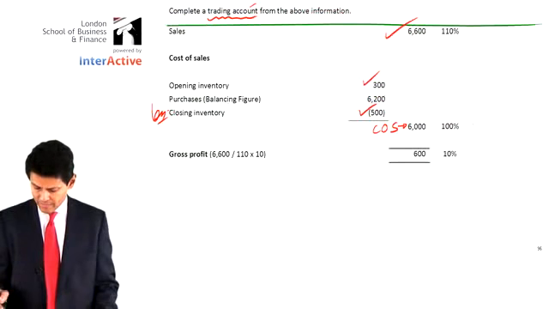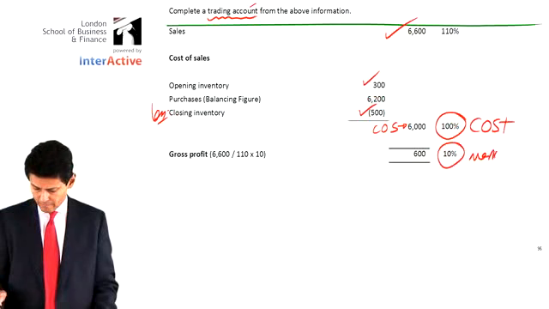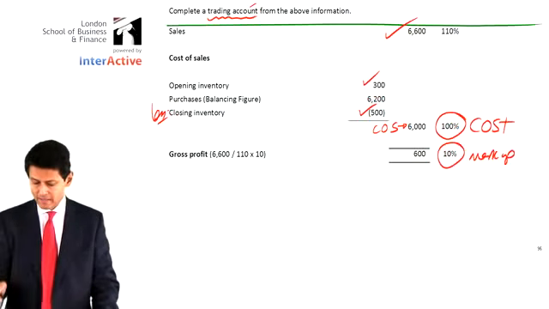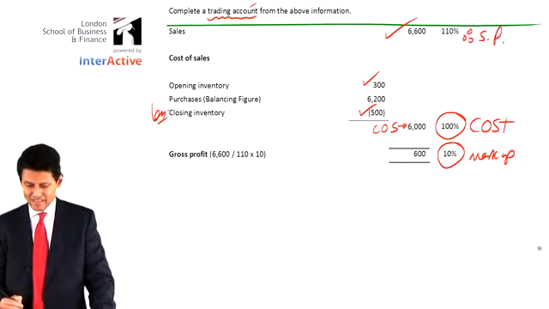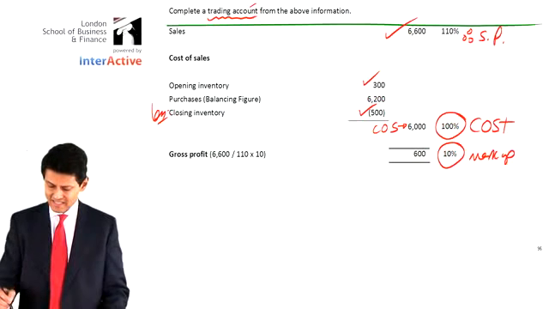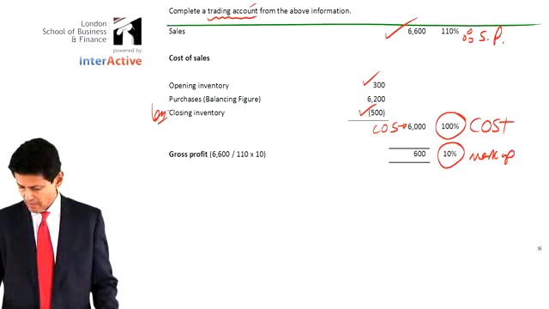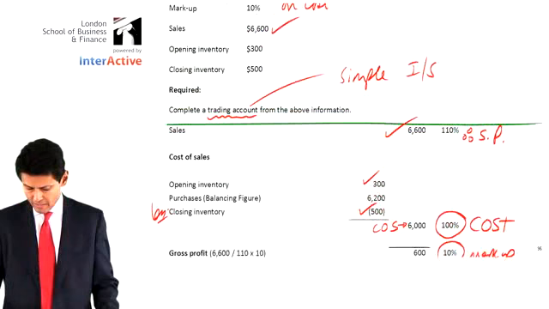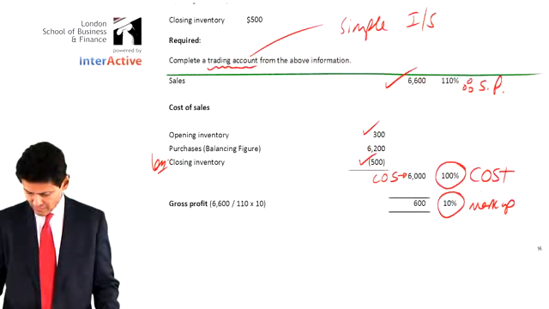So if the cost of sales is 100 percentage points and the markup is said to be 10%, then the selling price has got to be 110. So if that's 110 and this is given or virtually worked out, you see the selling price is 6,600. The opening inventory and closing inventory is given as 300 and 500 respectively.